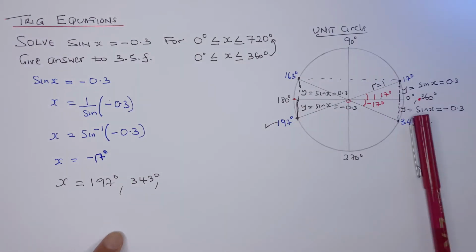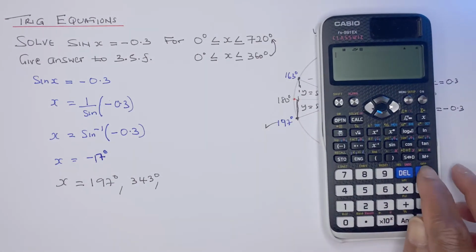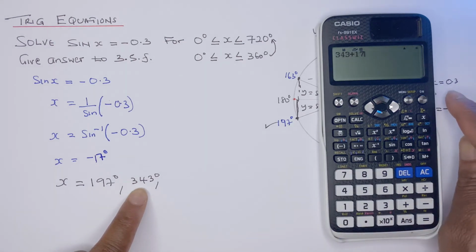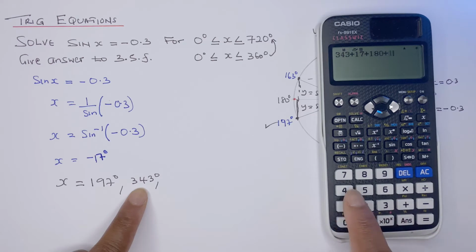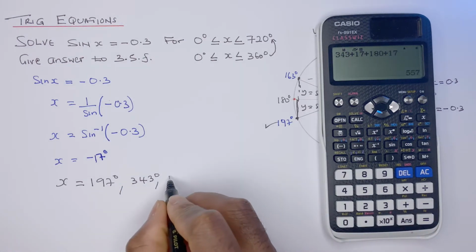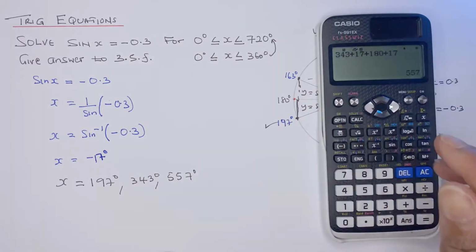So that would be, get my calculator up and put that in there. So we got 343 plus 17 to get to 0 degrees, and then add 180 plus 180 degrees, and then add another 17 to get to 197 again, plus 17. Okay, so that gives 557 degrees. So that's where we're going, because we're going twice now.